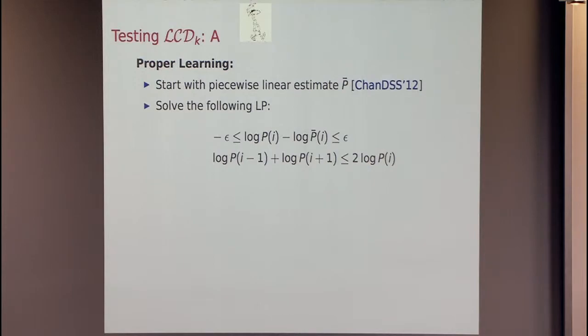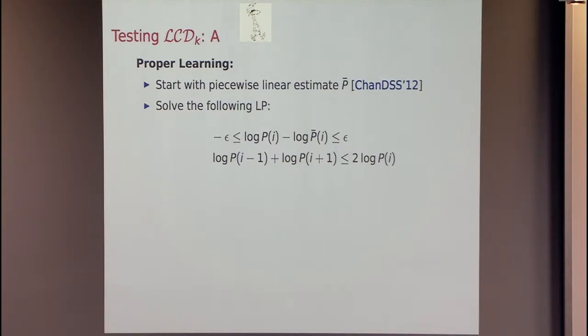Okay, so you want to estimate a log concave distribution, and this is the algorithm that we propose to properly learn it. So what is properly learning? You want to output another log concave distribution instead of outputting just any density. So you start with a piecewise linear estimate of the distribution, and it's known that if your underlying distribution is log concave, you can obtain a piecewise linear estimate of it.